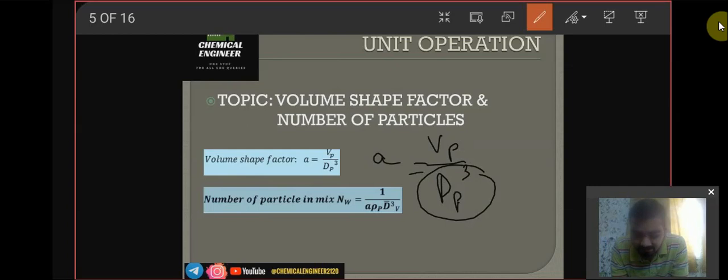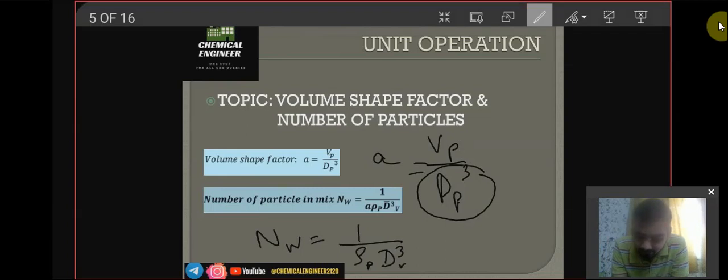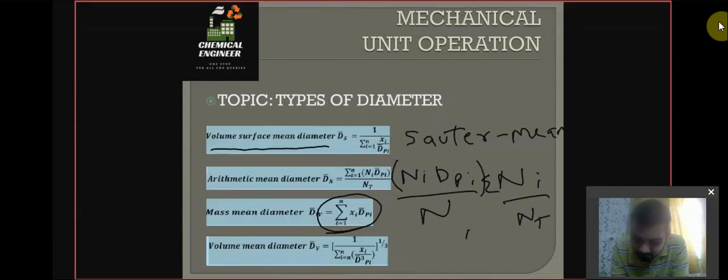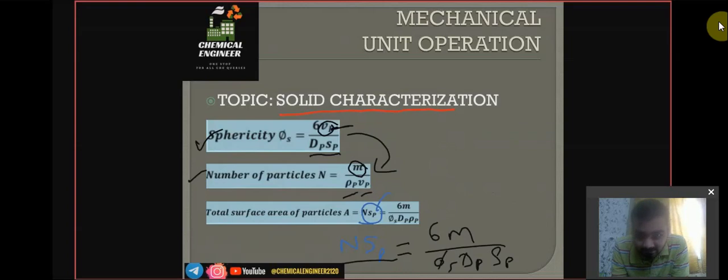Next we have number of particles in a mixture. In order to calculate this, we use a similar formula to what we have seen in the earlier slide. So Nw is nothing but 1 by rho p into d cube. Here we will use dv cube. So what is v? v is the volume mean diameter.